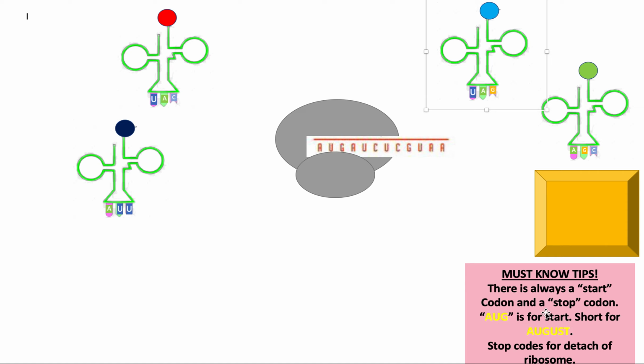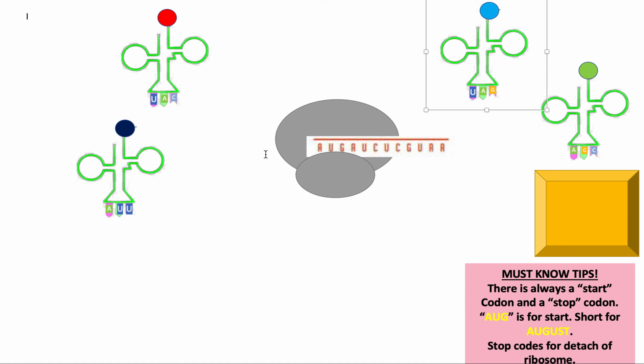AUG, and I remember it thinking of just August. It's just a quick way to remember. It doesn't mean anything, but AUG is short for August. So they always start in AUG. So AUG is going to code for a tRNA that's going to cause the process of translation to begin, to start. So how does this specifically happen?